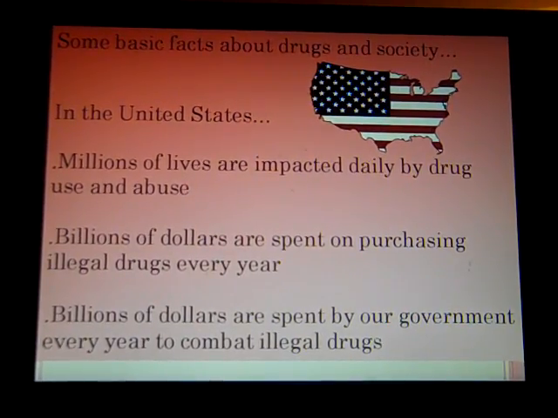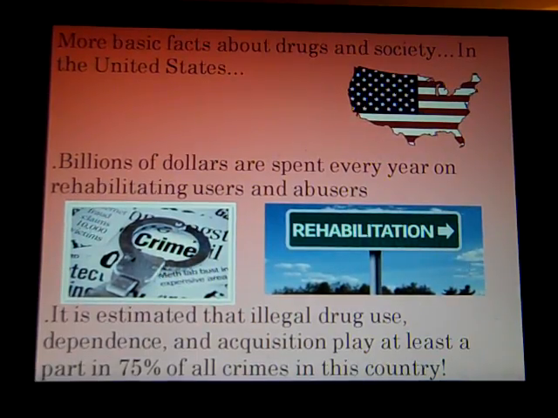Some basic facts about drugs and society. In the United States, millions of lives are impacted daily by drug use and abuse. Billions of dollars are spent on purchasing illegal drugs everywhere in this country, and also billions of dollars are spent by our government every year to fight illegal drugs. So we've talked a little bit in class already about the decriminalization and even legalization of marijuana. And we've also talked a lot about the burden on taxpayers as we incarcerate so many drug offenders and the ramifications of such.